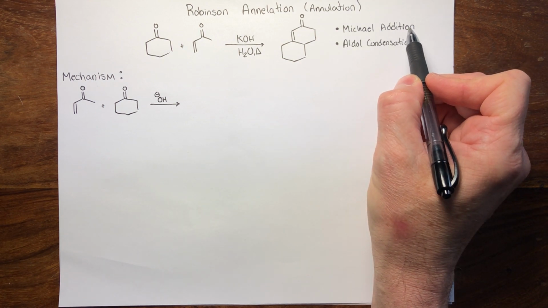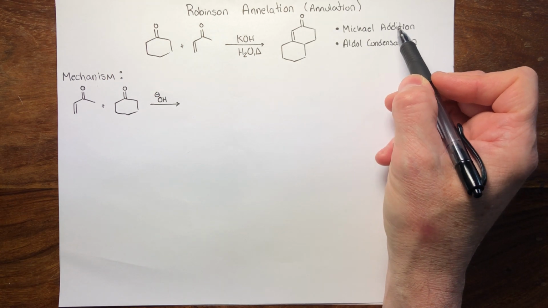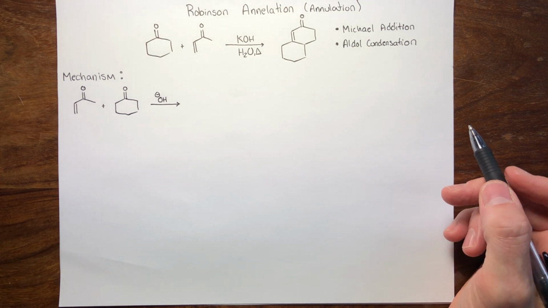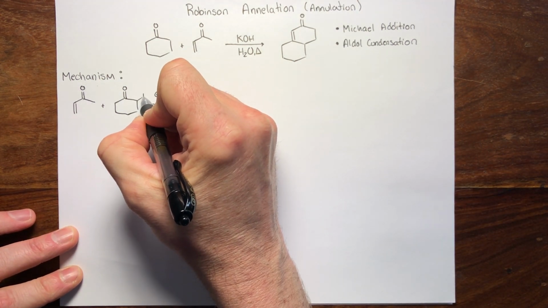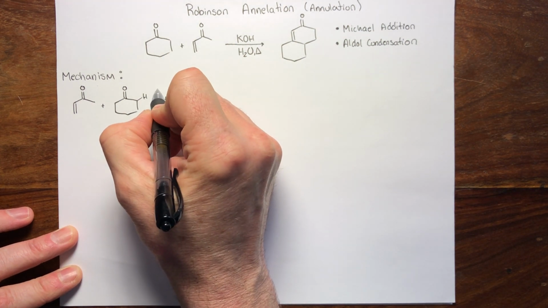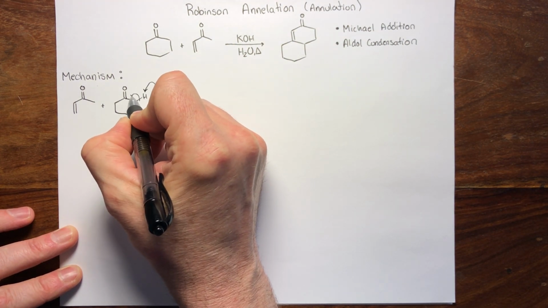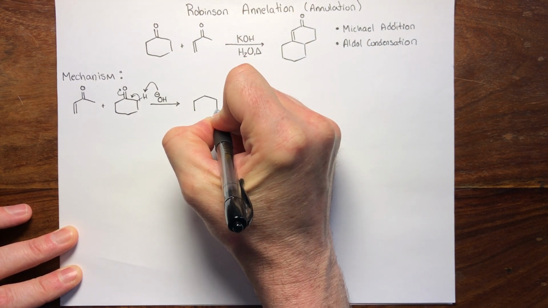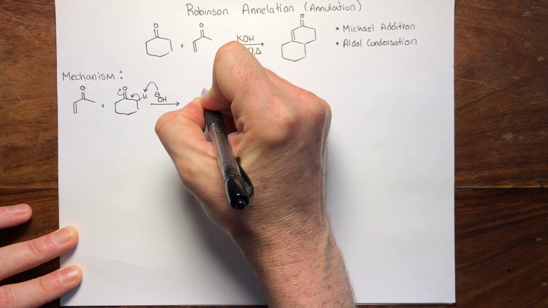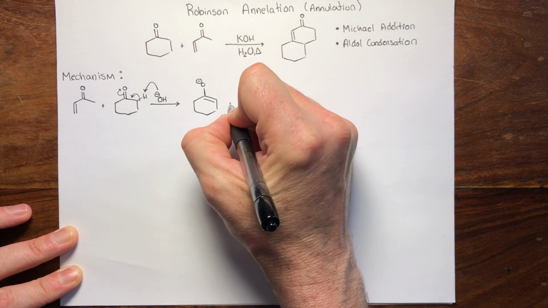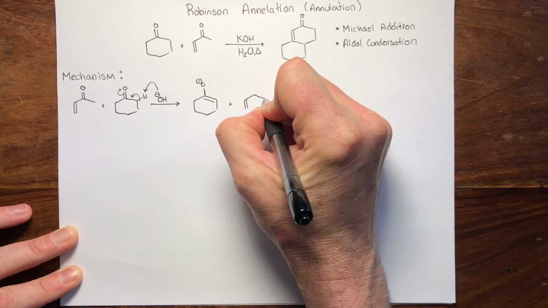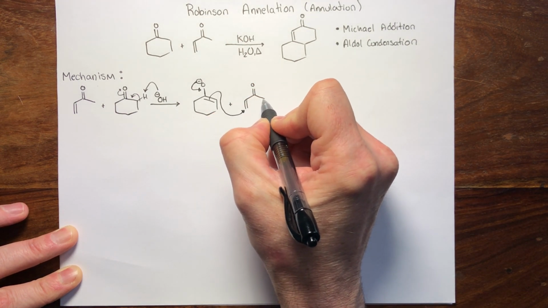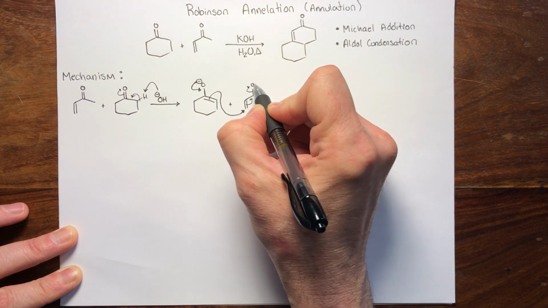Michael addition is the nucleophilic addition of enolates to the beta carbon of an alpha-beta unsaturated carbonyl system. And so in this case, we need to make that enolate, and we'll do so by plucking a proton off the ketone and forming our enolate. Now that we have our enolate nucleophile, that enolate nucleophile can be added to the beta carbon of the alpha-beta unsaturated ketone.